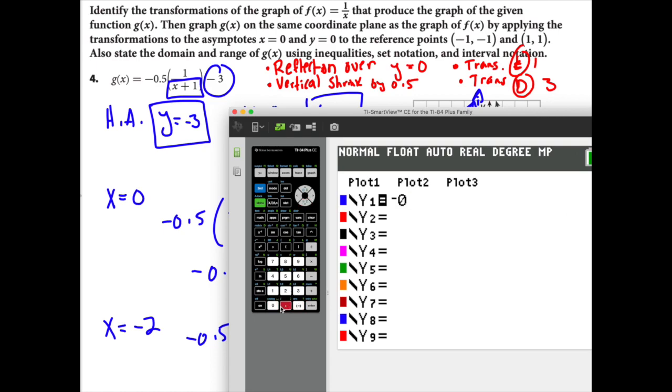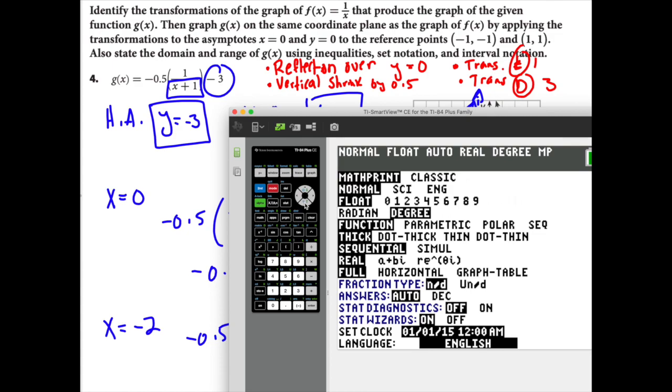So negative 0.5, 1 plus 1 divided by, make another parenthesis because you don't want to be doing 1 over x. You want to be doing 1 over x plus 1. Close the first one, close the second one, minus 3.